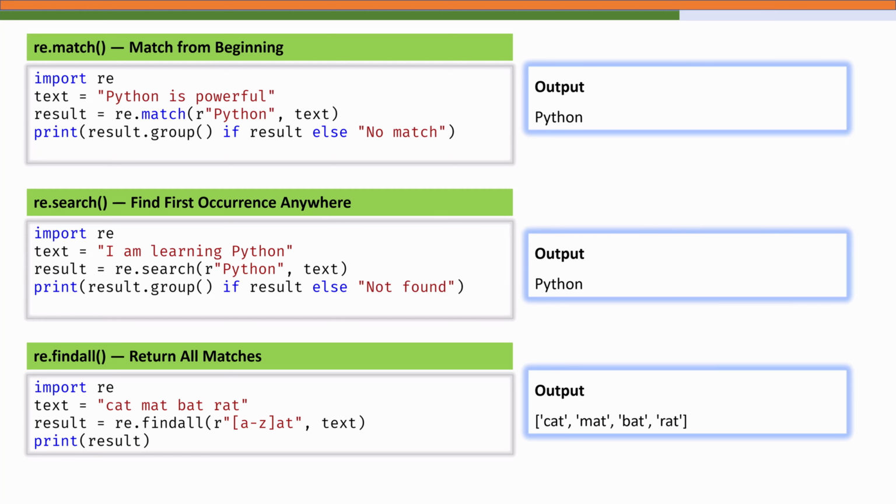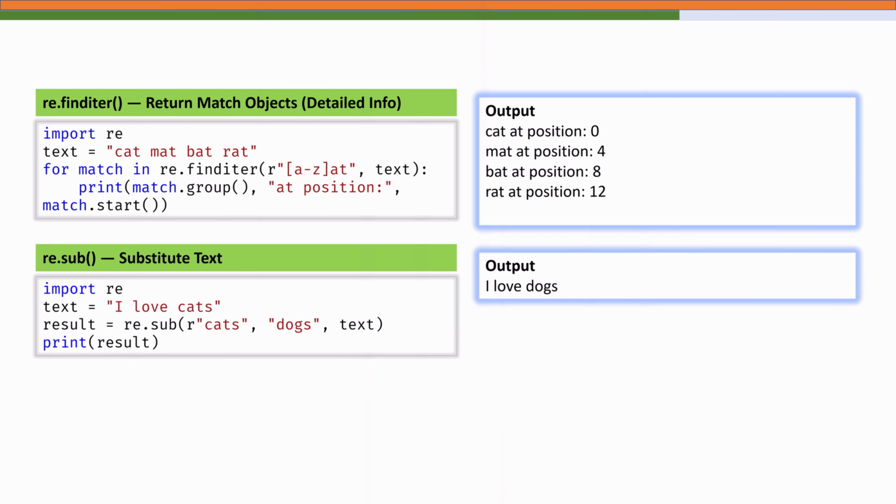So these functions are the workhorses of Python's re module. You will use them for text validation, search and replace, and data extraction, parsing logs and documents. So together they let you search, find, locate, and modify text patterns with precision.